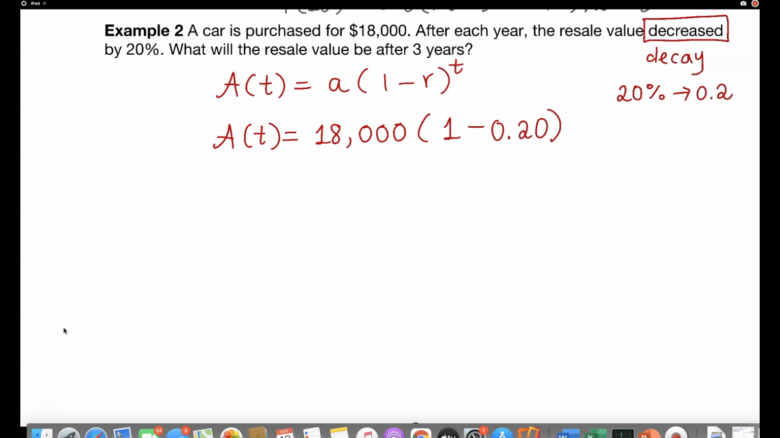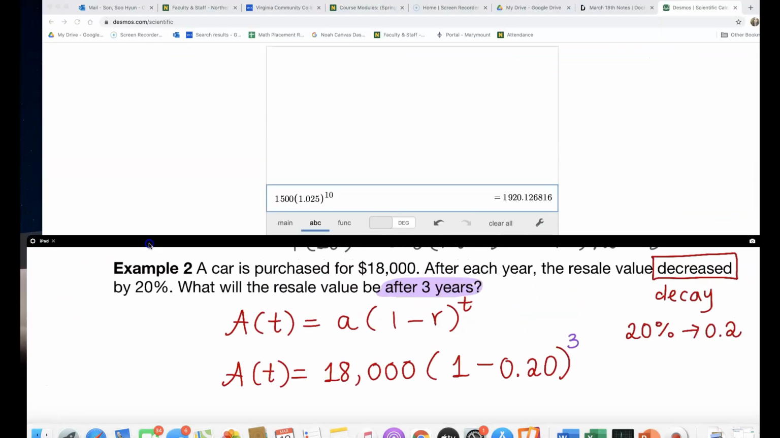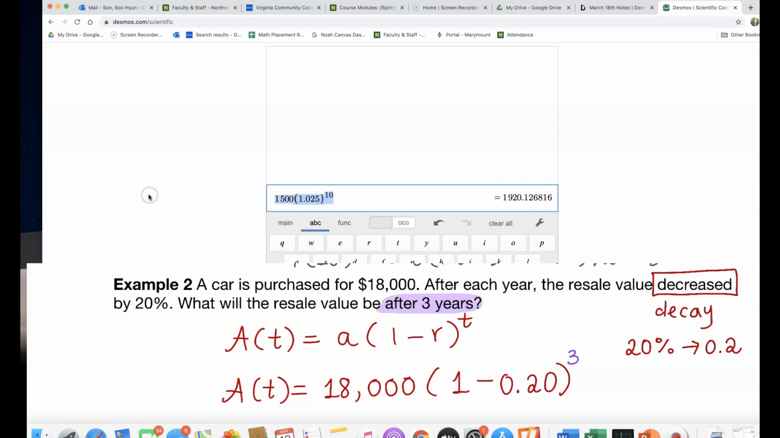Did they give us what t is? Looks like it. They asked specifically for t equals 3, after 3 years. So that's why I'm going to plug in 3 as the exponent. And what I'm going to do is evaluate this, okay? I'll go to my scientific calculator to do this. I'll type in 1,800 times 1 minus 0.20.